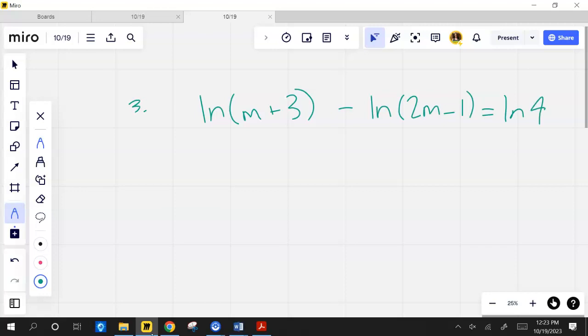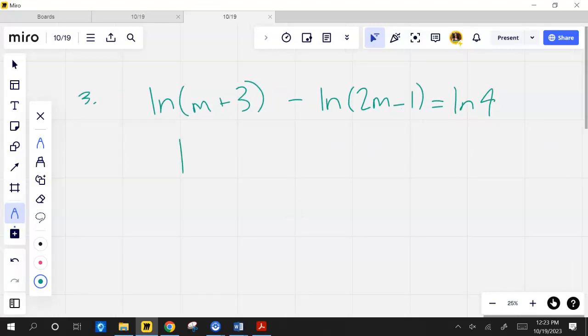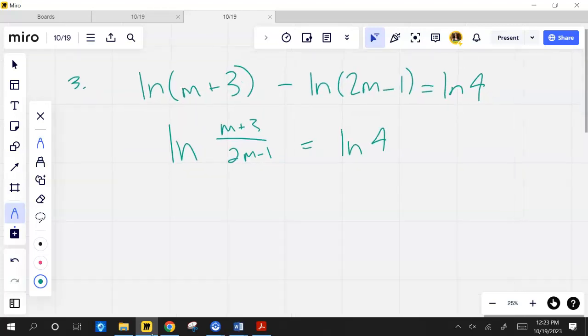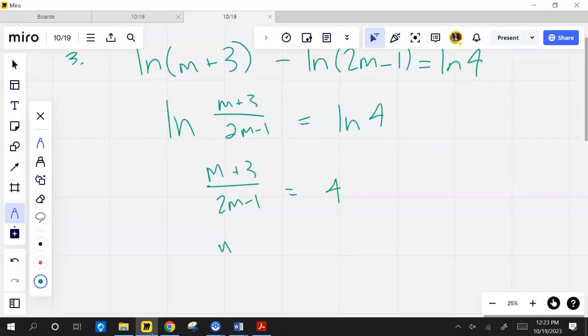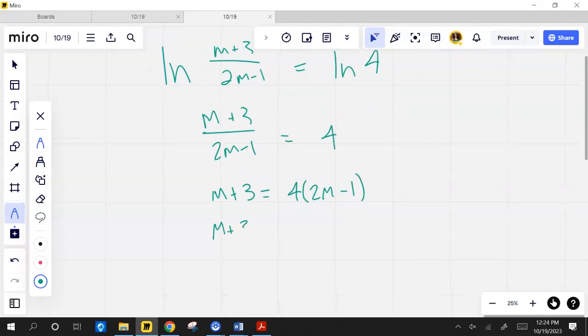I'm gonna condense first, and then I'll move into solving, right? I'm gonna divide, and then I can drop the logs off since they're both the same there on either side. Multiply both sides by 2m minus 1. And I get m plus 3 equals 8m minus 4. I'm going to move this one over and this one over. So 7 equals 7m. What does m equal? 1.